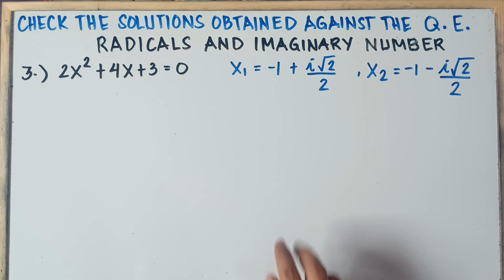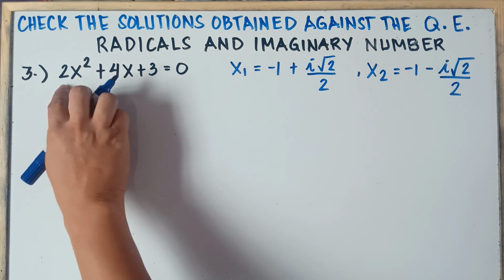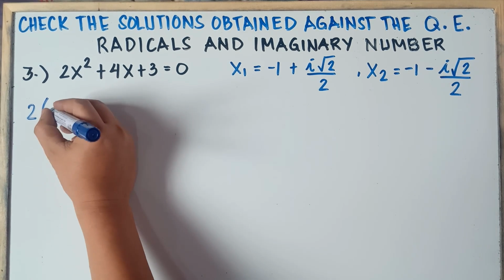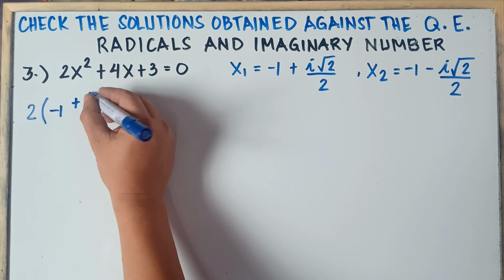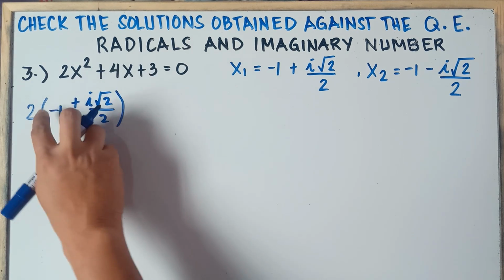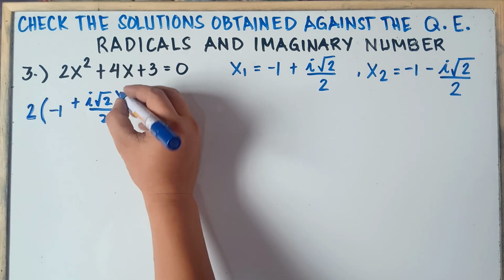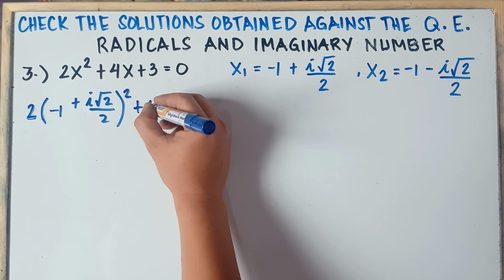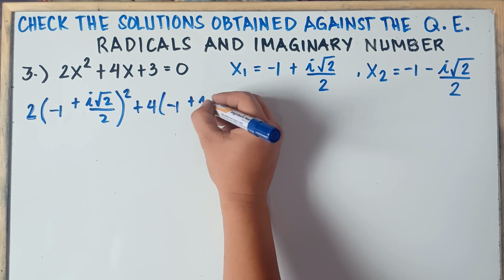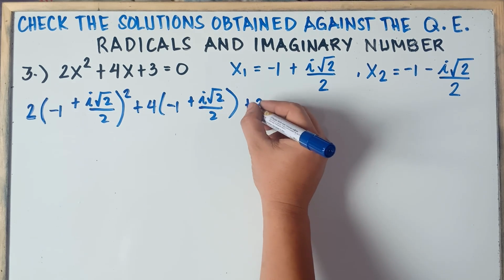So first thing to do, class, is we need to substitute the value of x from this given equation for us to check. So copy 2, and then our x is this one. So put parentheses and then (-1 + i√2)/2, and then close parentheses, then squared. Once again, copy 2, open parentheses, and this is our x. And do not forget squared. Plus, copy 4. Once again, our x, the first root, (-1 + i√2)/2. And then copy plus 3.